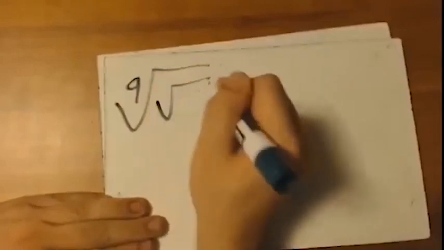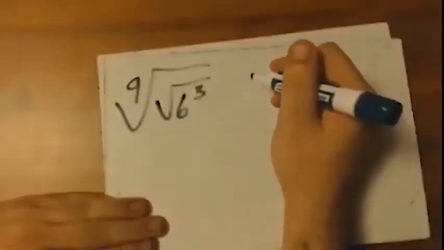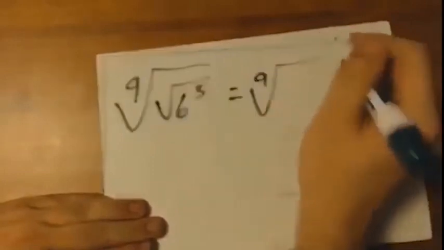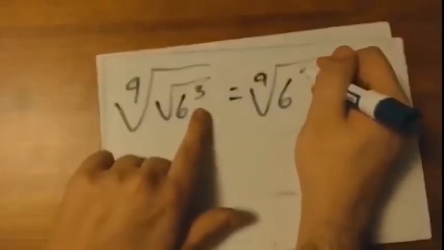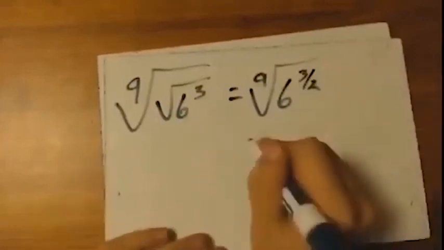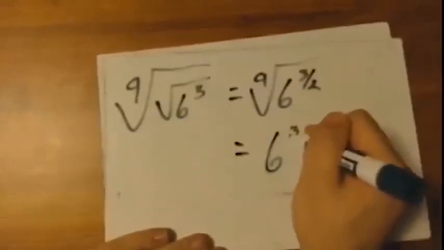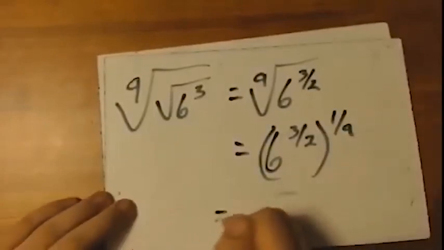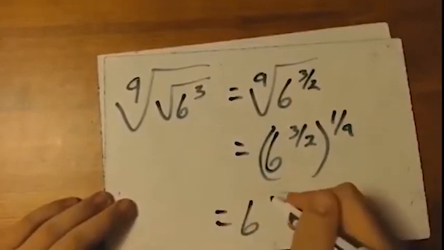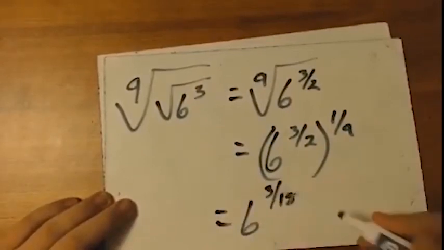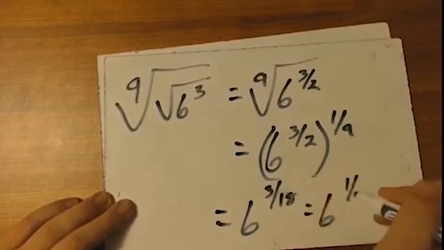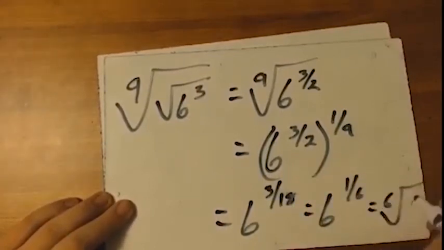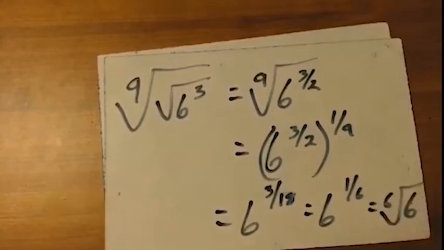And C, the 9th root of the square root of 6 to the 3rd. Let's do these one at a time. That would be the 9th root of 6 to the power over root 3/2, which would then be 6 to the 3/2 to the power over root 1/9. Multiply the exponents. This is 6 to the 3/18, which is 6 to the 1/6, or the 6th root of 6. That wasn't so bad, was it?